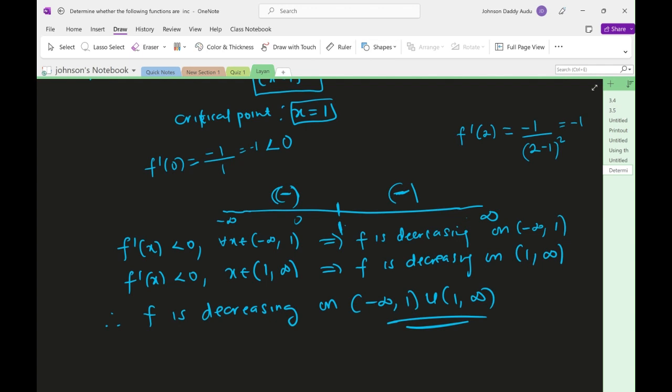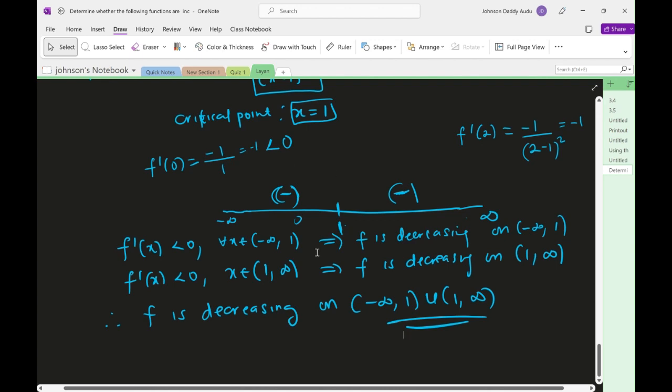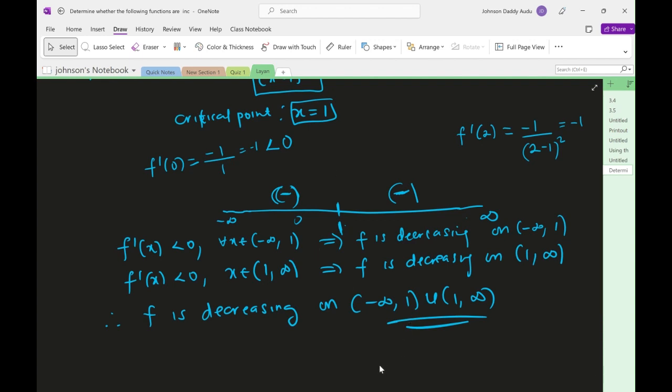All right, so I think that is it. What is the summary here? If you are using the first derivative method, first of all, find the critical point, then use that critical point on your number line and try to get the sign of the derivative of f in those subintervals. All right, so I hope this is clear.